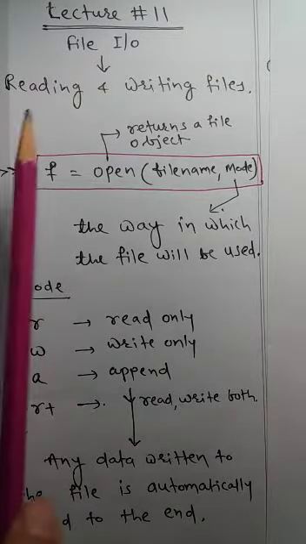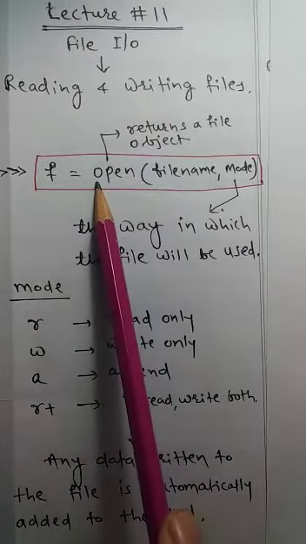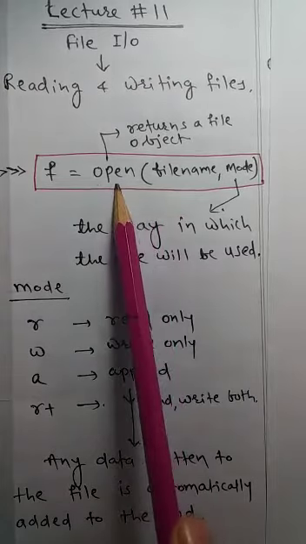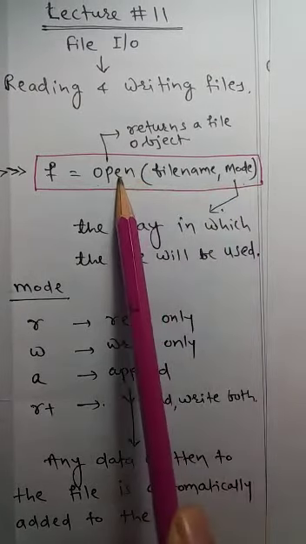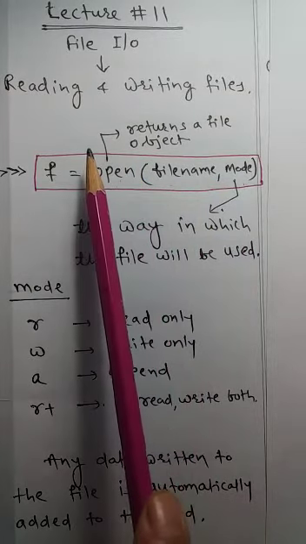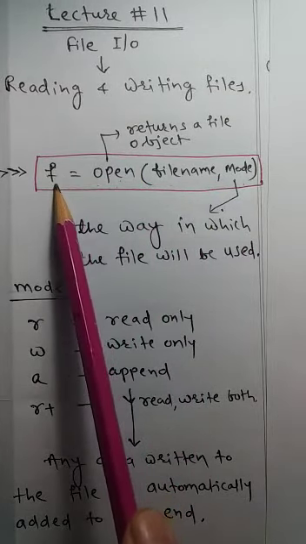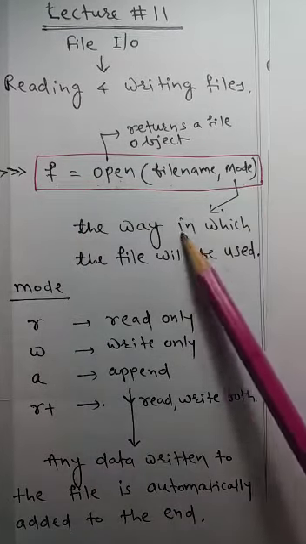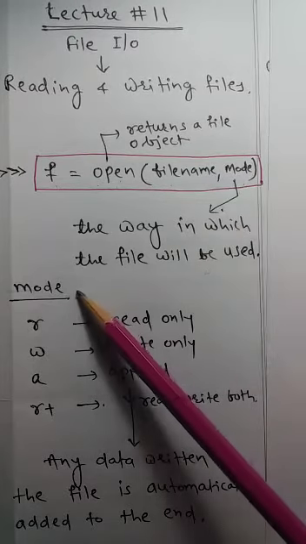So for reading and writing files, we have one function, open. Now if you look at this function, how this function can be used: open, name of the file, and mode. So what will this function return? This function will return a file object, and that file object is referred by f. And what is mode here? The way in which the file will be used. So what are the different modes?